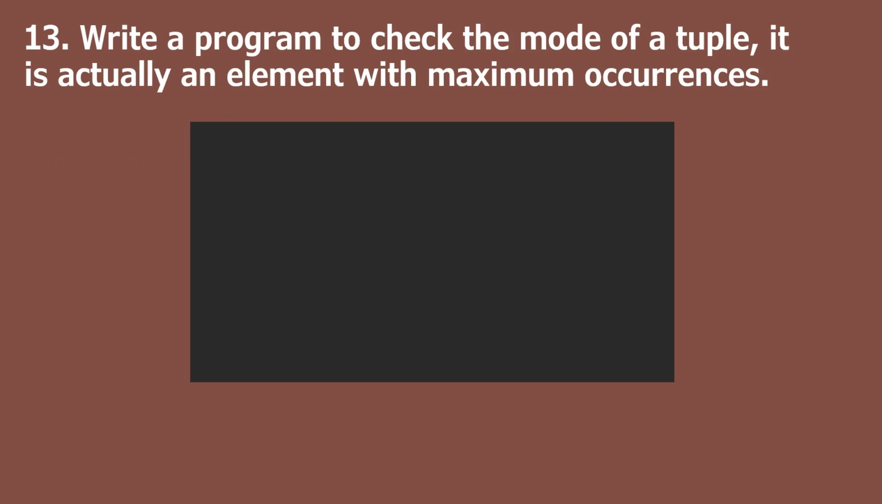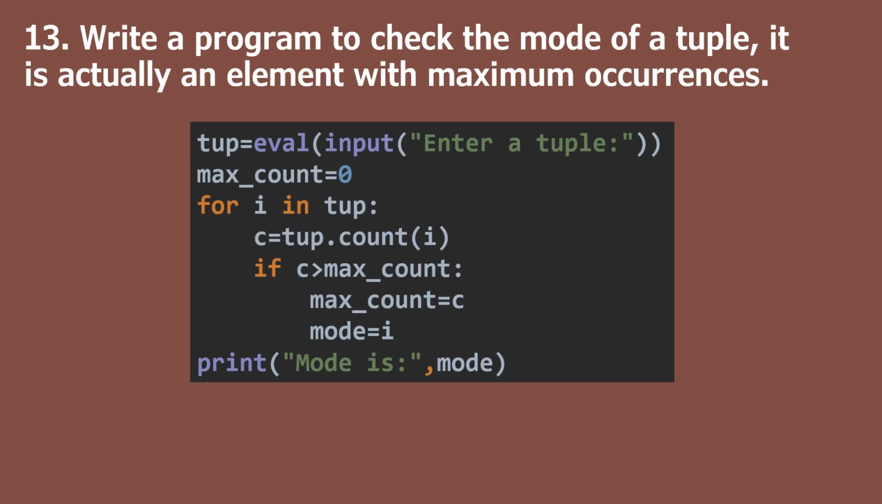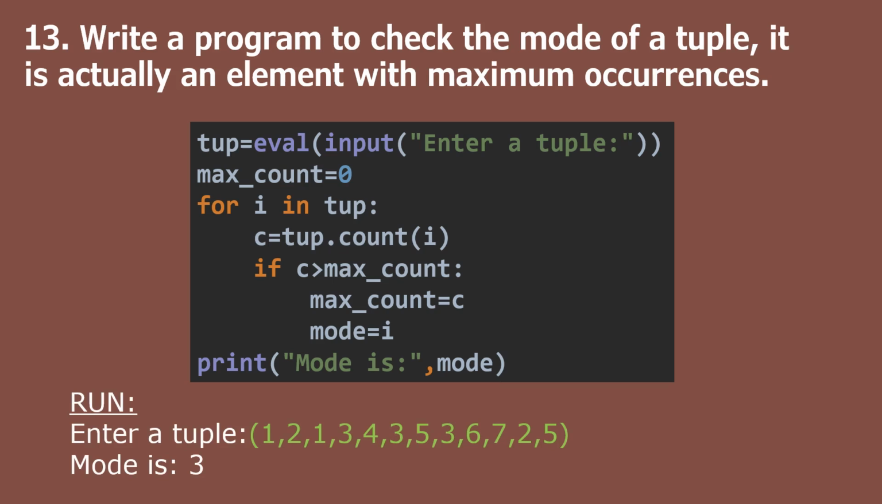Now write a program to check the mode of a tuple. It is actually the element with maximum occurrences. So first of all, you have to take a tuple variable, let's say tup, and max count is a variable which is initialized with 0. It will store the maximum count. Now for i in tuple, we will check all the values present in the tuple, and I'll store how many times that value is present by using the count function.